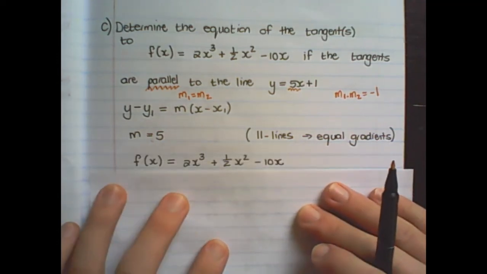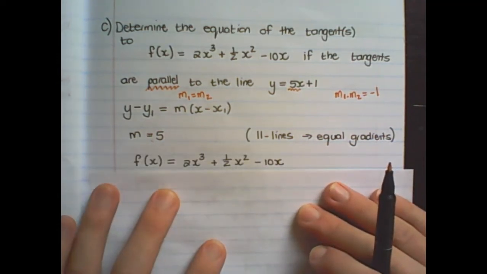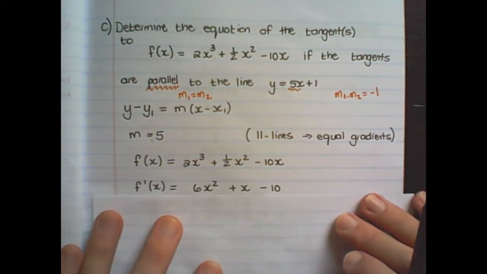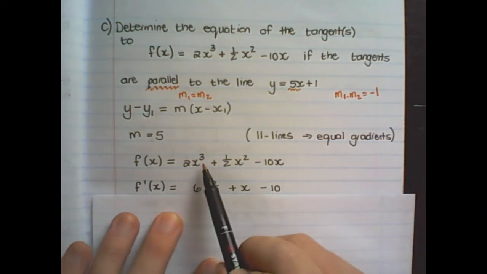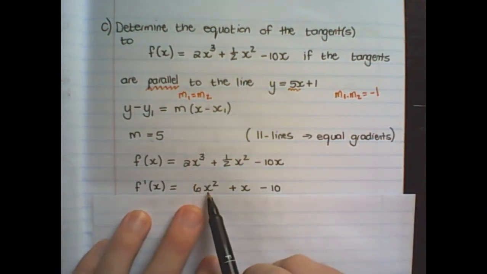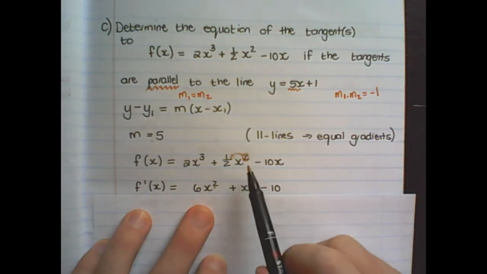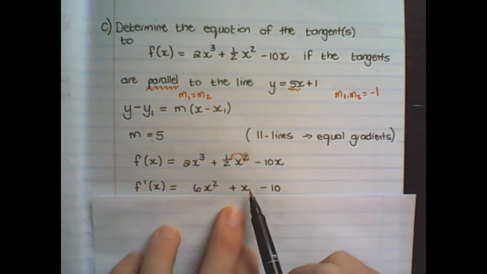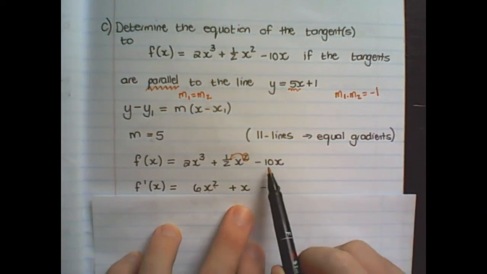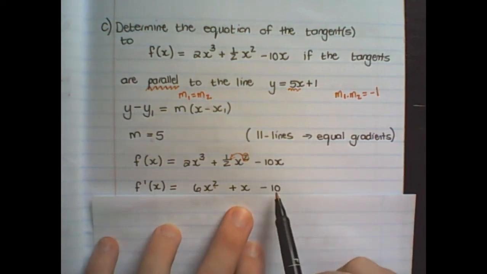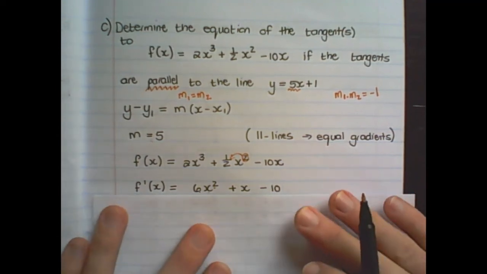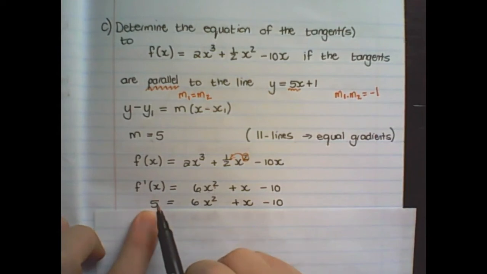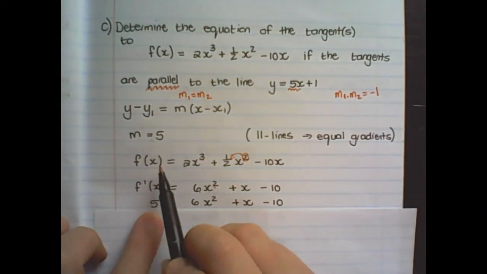So we have f(x) is equal to 2x cubed plus a half x squared minus 10x. And I find the first derivative. So it's 3 times 2, which is 6x squared, plus, so 2 in the exponent times a half, subtracting 1 from the exponent. If I differentiate, that becomes x. And negative 10x, when differentiated, becomes negative 10. We know that the gradient is equal to 5. Remember, the derivative represents the gradient, so the gradient is equal to 5.